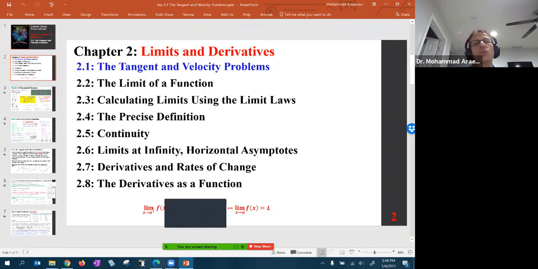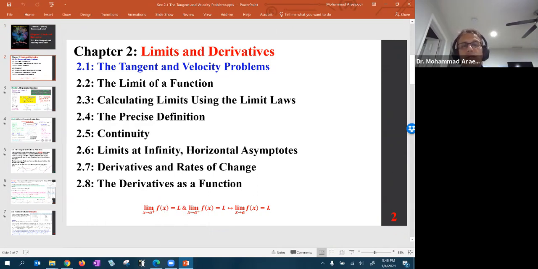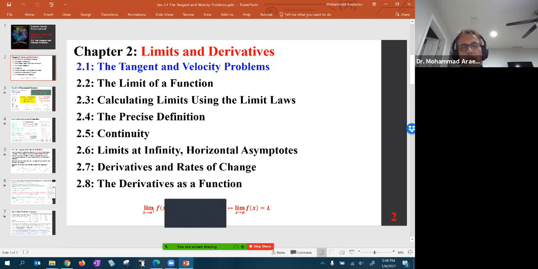In this chapter, we will cover, aside from this section, the limit of a function, calculating limits using the limit laws, the precise definition of a limit, continuity, limits at infinity, derivatives and rates of change, and the derivative as a function.